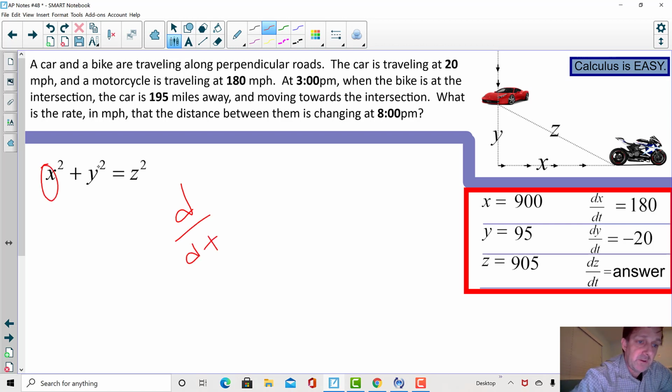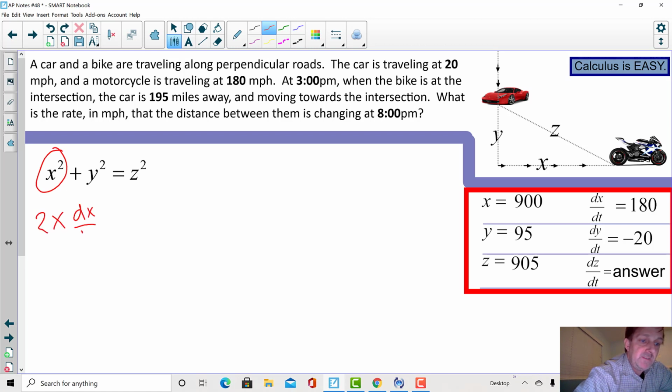And you'll notice none of these are a t. So every time we do the derivative of those pieces, we're going to have the chain rule. So when we do the derivative of this first piece, we're going to get 2x, but then we're going to get x prime. I'm going to write that as dx dt, but that's the same thing as x prime. Same thing for the derivative of y squared. It's going to be 2y and then y prime. Same thing for the z squared. It's going to be 2z and then z prime.